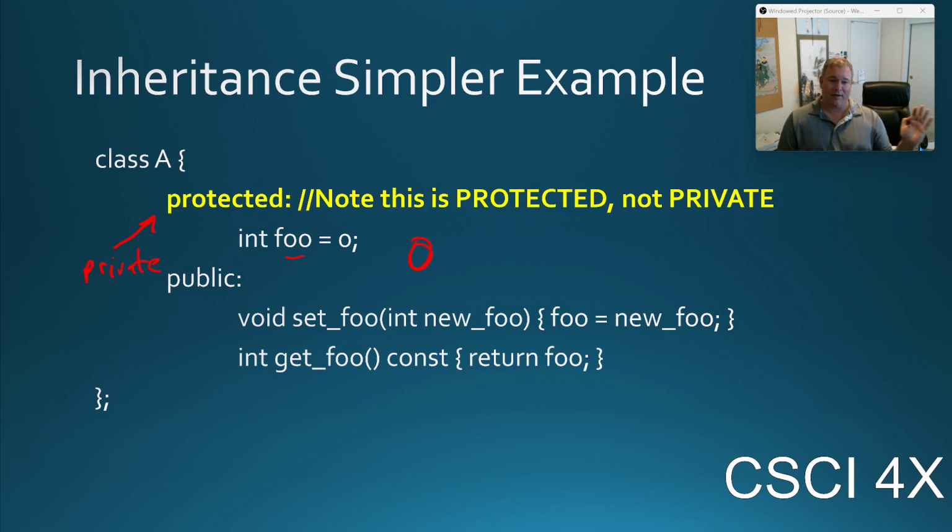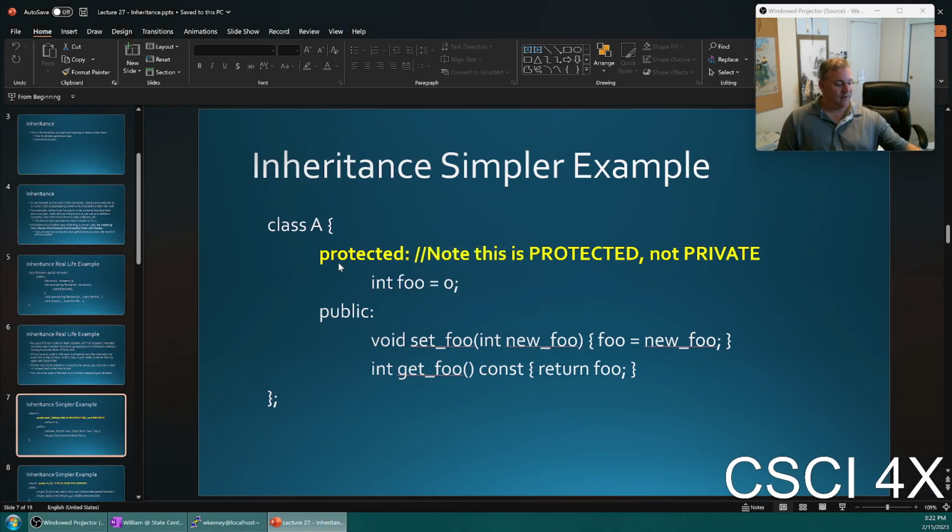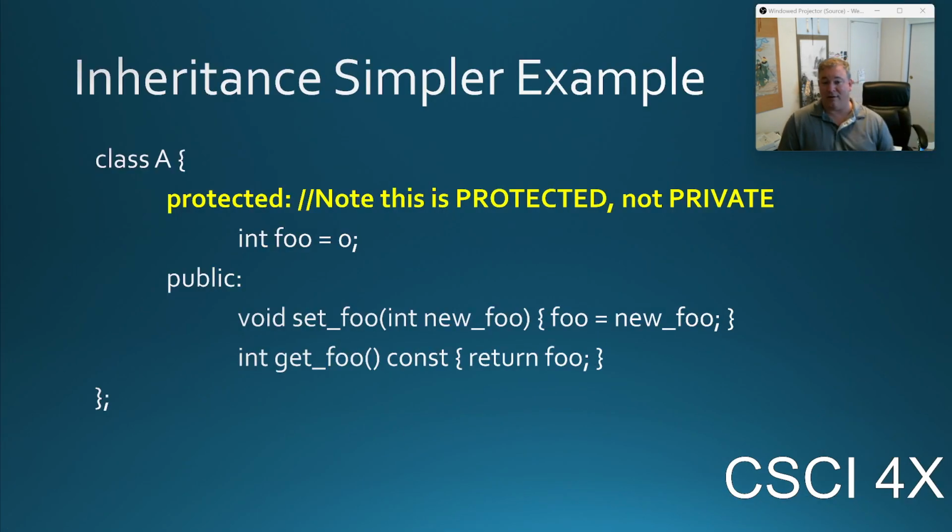Your children cannot be your friend. If you want your children to have access to foo here, you have to use the protected keyword. So it's like private light. Let's describe protected that way. So it's just like private, except your children can now read and write to foo as well. And which one is correct kind of depends on your own personal philosophy. Some people use private anyway. I tend to use protected.